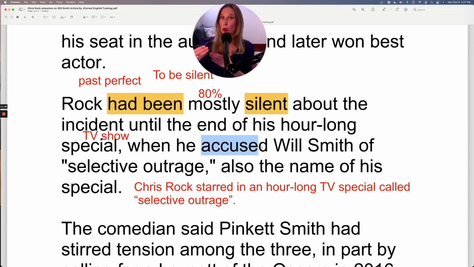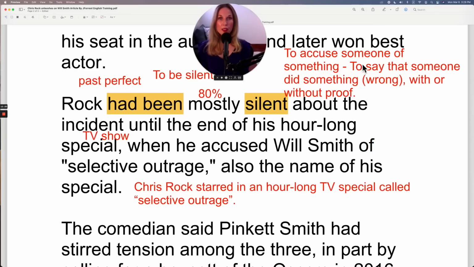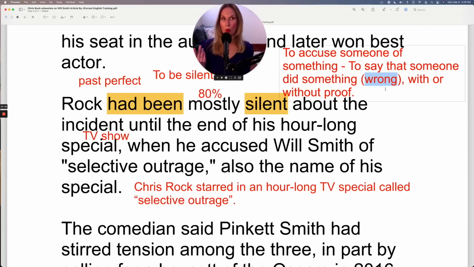When you accuse someone of something, notice of, you say to that person, you did this. You did this. You said this. You claim that they did a specific action. Here's the definition. Now notice I added the word wrong to say that someone did something, but that something is wrong. With or without proof. Proof is evidence, some sort of proof.